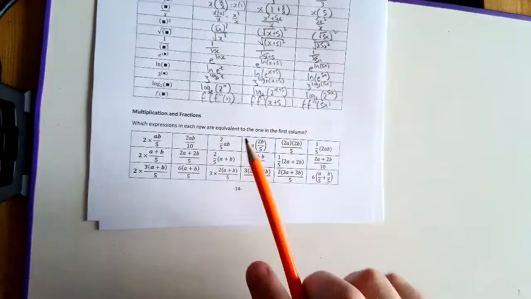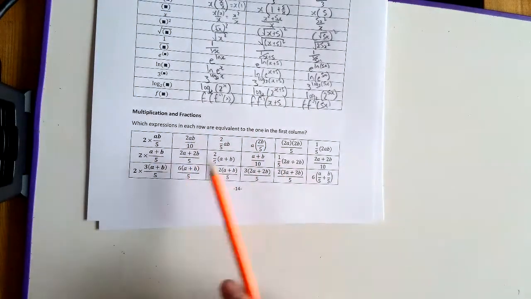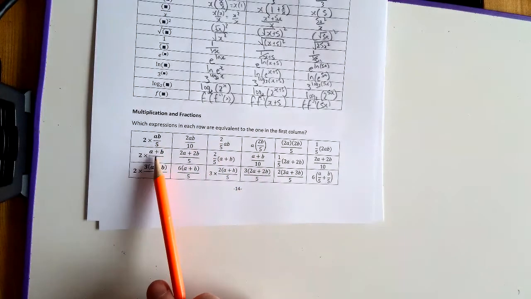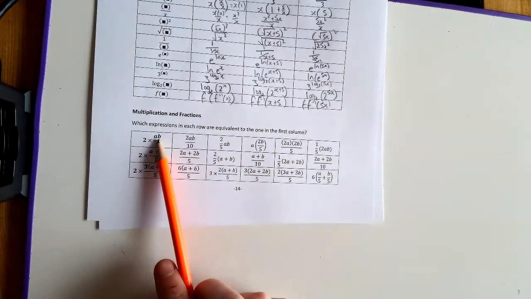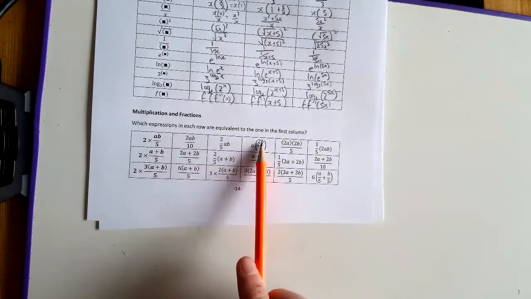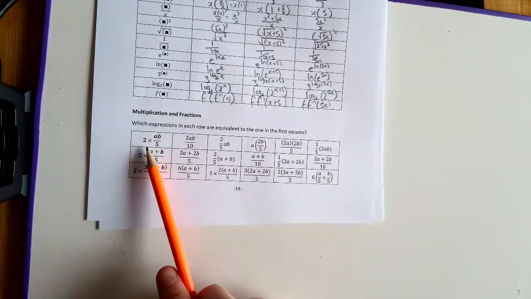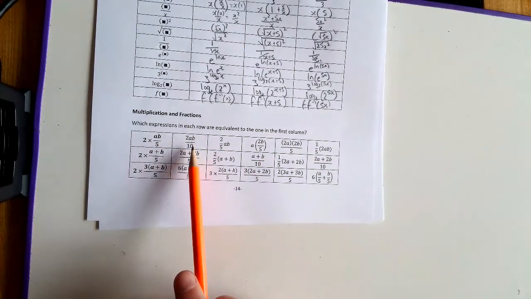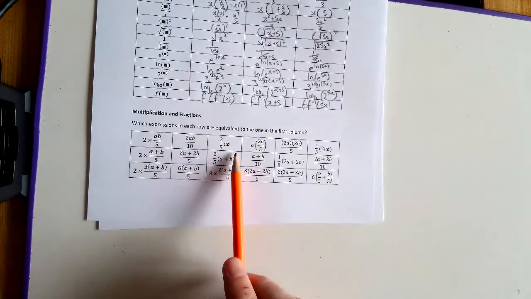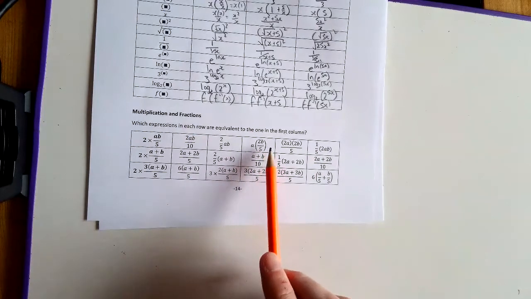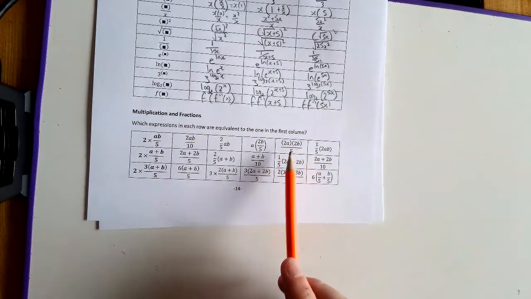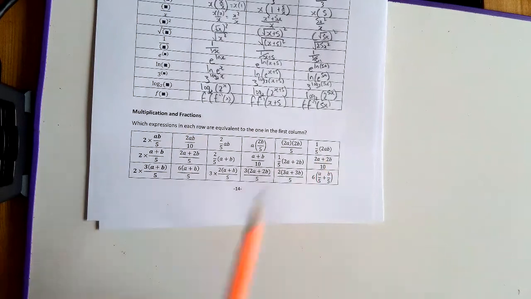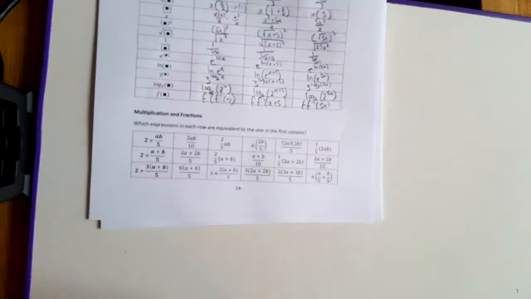Okay, the next task. So it's 3 rows, and you should be able to see that these are a bit in bold. So any expressions equivalent to this first one. So 2 times AB over 5, is that the same as 2AB over 10? 2 over 5AB, A lots of 2B over 5, 2A, 2B over 5, 1 over 5, 2AB. So which ones do you think, if any, are equivalent?